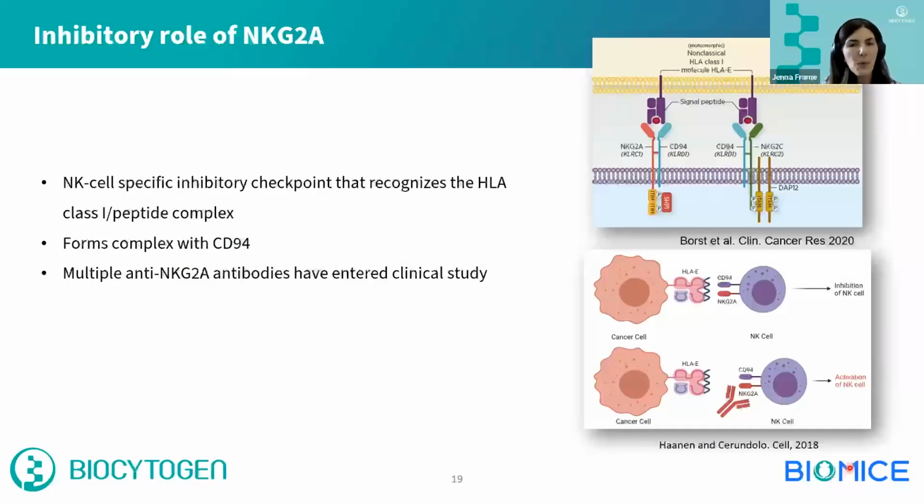So another important NK cell specific immune checkpoint is the NKG2A CD94 complex, which recognizes the HLA class 1 peptide complex and therefore plays an important inhibitory role in cancer cell killing. So as mentioned earlier, there are several anti-NKG2A antibodies that serve to disrupt this interaction that are actually being evaluated in clinical trials.